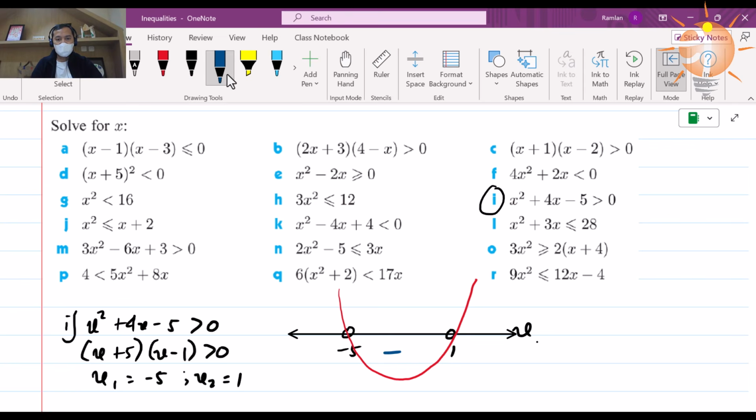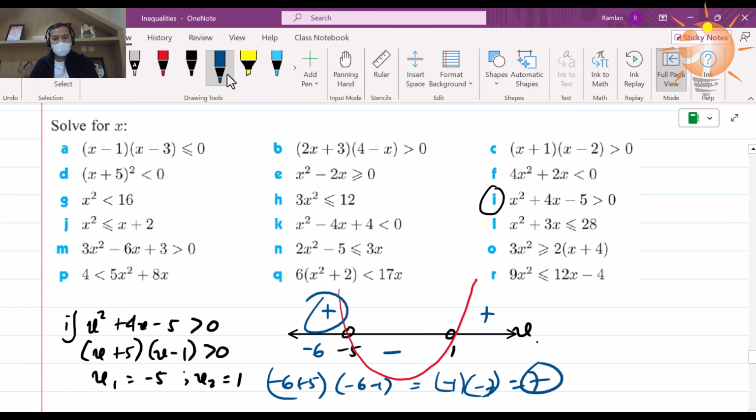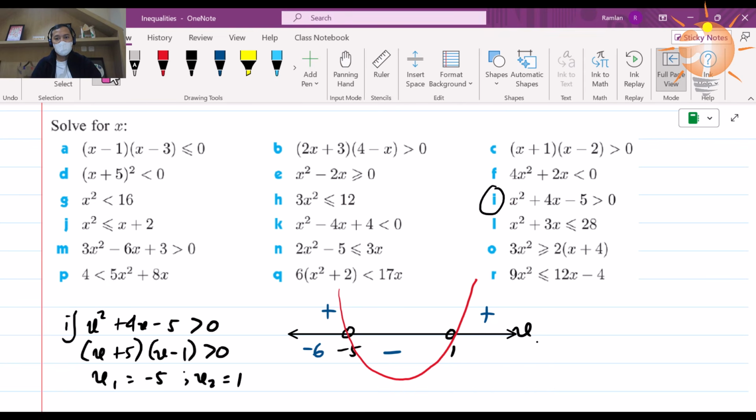So everything that's between negative 5 and 1, if you put the numbers into x, you will get a negative result. On the left side, this graph is above the line, which means it's positive, and this one here is also positive. I mean, if you put, for example, negative 6 into x, you'll get a positive number. You can actually try it: negative 6 plus 5, and then negative 6 minus 1. You see that this is negative 1 and this is negative 7, and if you multiply that, you get a positive number. But you don't really need to test them because you already know how to do this easy part.